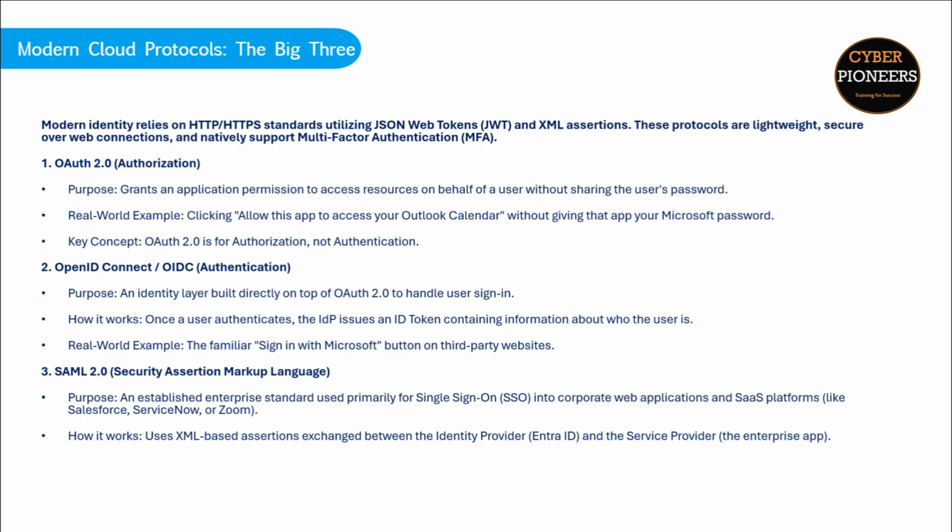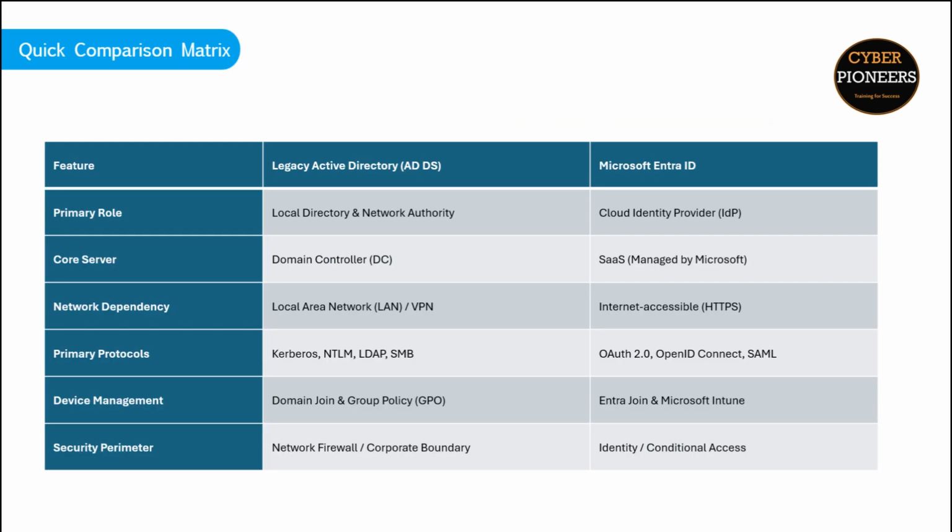3. SAML 2.0. It is short for Security Assertion Markup Language. SAML is an established enterprise standard specifically designed for single sign-on into corporate web applications and SaaS platforms like Salesforce, ServiceNow, or Zoom. It works by exchanging XML-based assertions between the identity provider, like Microsoft Entra ID, and the service provider app.